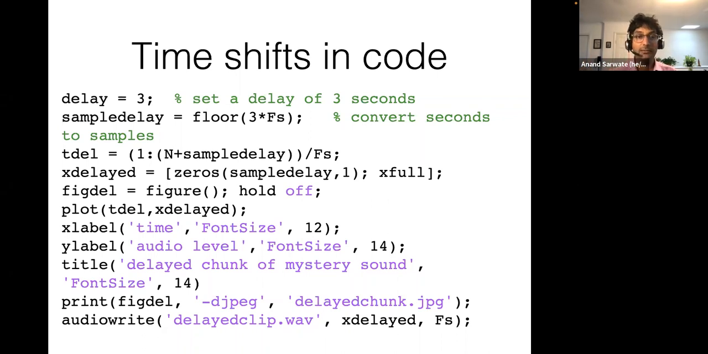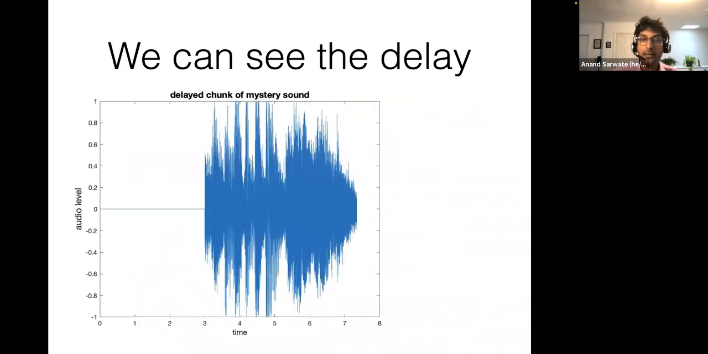There's the code to stick in a number of zeros. You need to figure out, if I want to delay by 3 seconds, then I have to create an array of zeros that is 3 seconds long, and that is going to be 3 seconds times fs, the sampling rate. That's how many samples you're going to need to put in. And so then we can plot that, and we can also play that. So let's play it now.